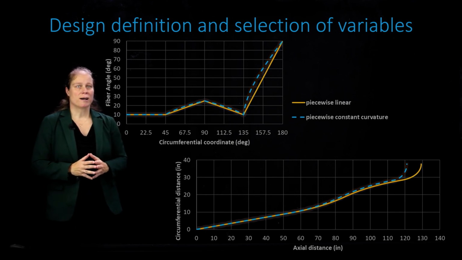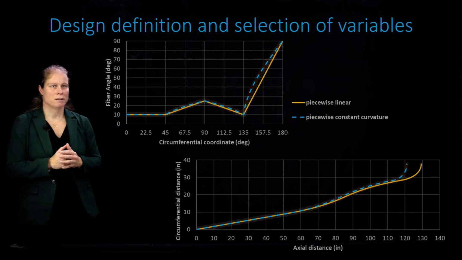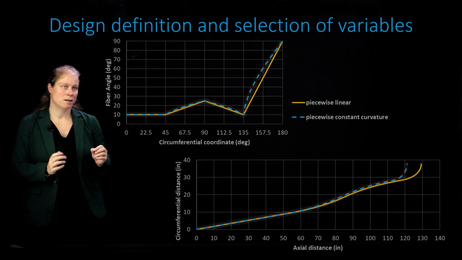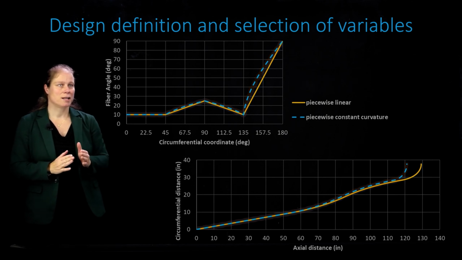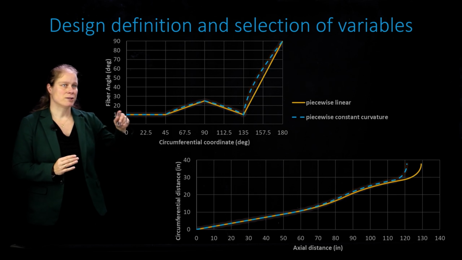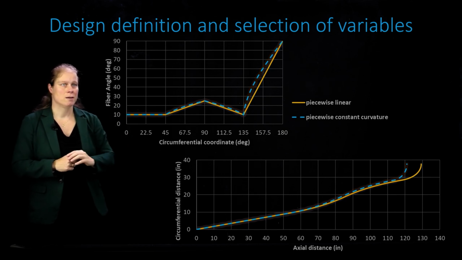So there are two plots here. The top plot has the circumferential coordinate at the bottom, and just for illustration purposes, it only goes to 180 degrees, but of course in reality it goes to 360, and you go all the way around the cylinder.